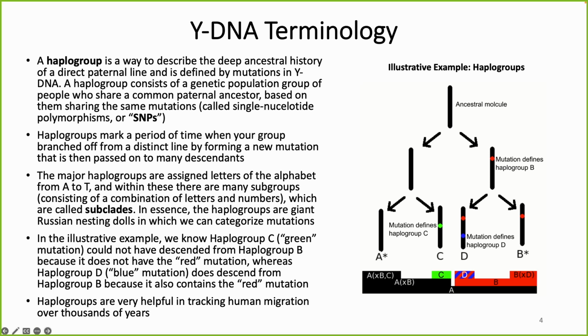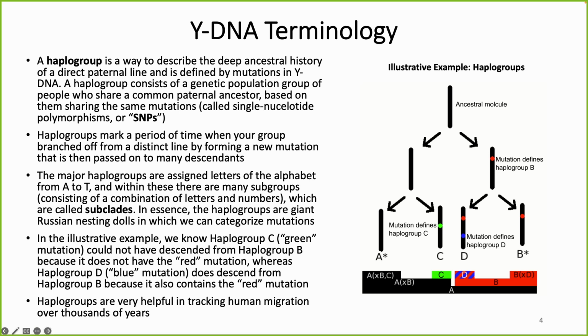But based off of the nesting of the mutations, we can determine exactly where people fit in terms of their paternal lines. And there's a lot of different sub-branches, but they all fit into a part of the tree. I like to think of them as giant Russian nesting dolls. And as you get into smaller and smaller branches, it divides into lots of different groups, but you can see that all of them can share a common ancestor.